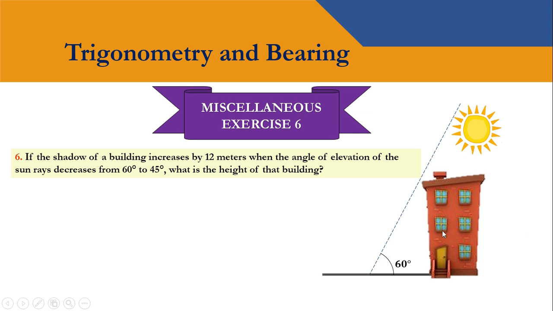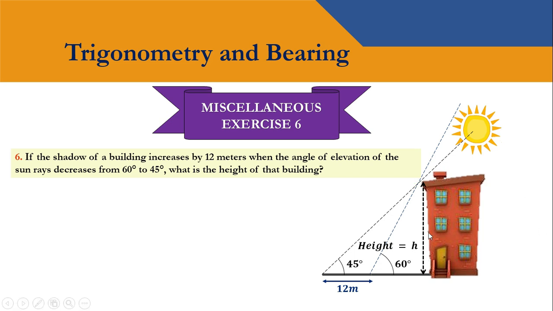So as the angle decreases, the shadow increased by the length of 12 meter and the angle of elevation of the sun is 45 degrees. This shadow, which is increased due to the change in the elevation of the sun, is equals to 12 meter. What is the height of the building? We have to calculate the height of the building, which is equals to h.